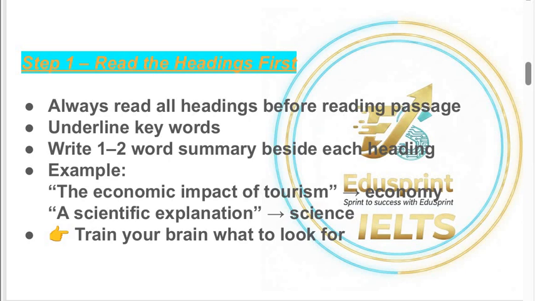Now let me show you a clear and practical method to solve list of headings step by step. The first step is to read all the headings carefully before reading the passage. Take a few seconds to understand what each heading is about. Identify the key concept in each one. For example, if a heading says the economic impact of tourism, the key idea is economic impact. If another heading says an alternative scientific explanation, the focus is alternative explanation. When you read the headings first, your brain becomes prepared. You already know what kinds of ideas you are searching for.